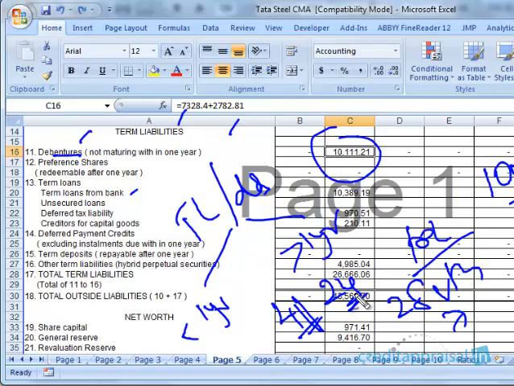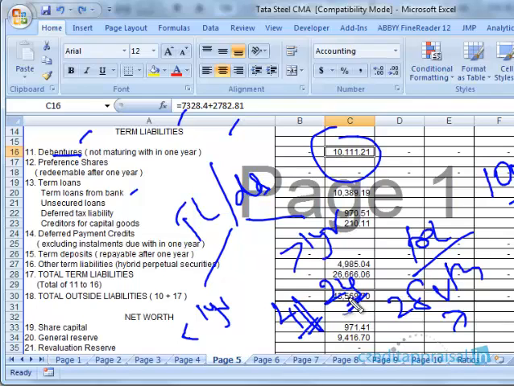This we already discussed, but for this example I'm not considering the breakup. The very simple reason being that this company has got a lot of debentures, a lot of term loans, and each one has got a very specific repayment period, and all the information might not be available to us. But as a banker, you'll have access to that information.